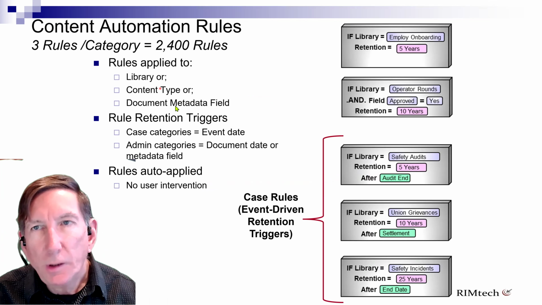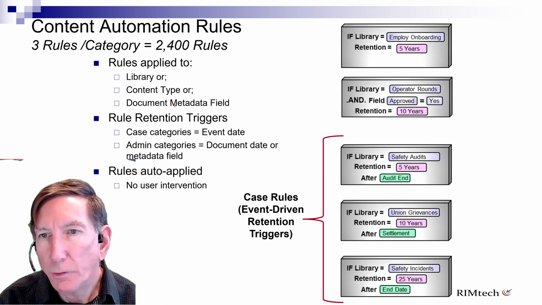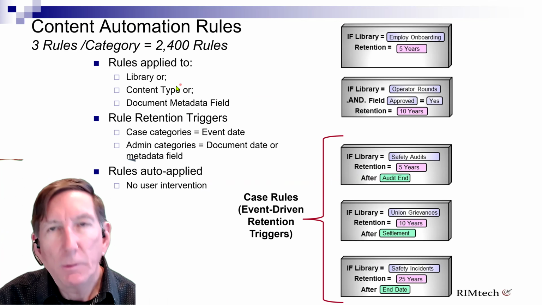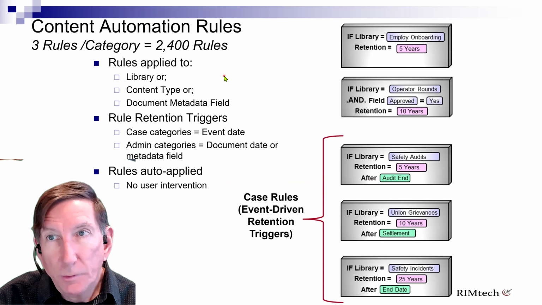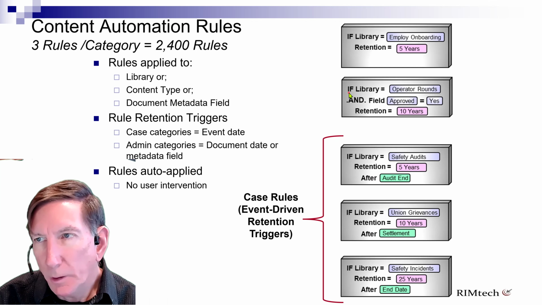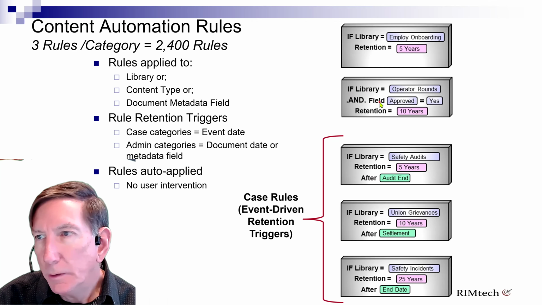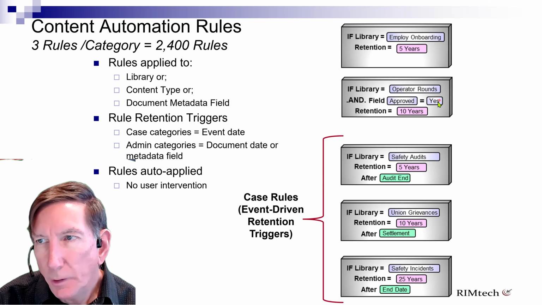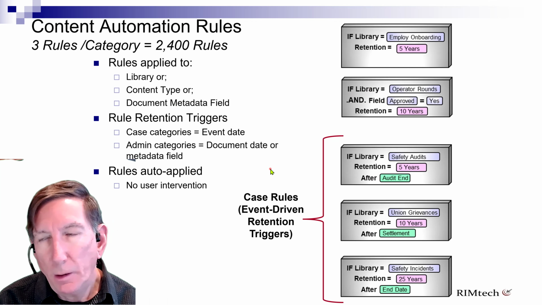Now, what do these rules look like? Well, I can tell you that you'll end up with an average of about 3 rules per category, which in SharePoint speak means 3 rules per library. Either way, it's 2,400 rules, 3 times 800, right? So the rules say, for example, if the library name is operator rounds and the column or field approved contains yes, then we're going to apply the retention rule that says keep it for 10 years and destroy.